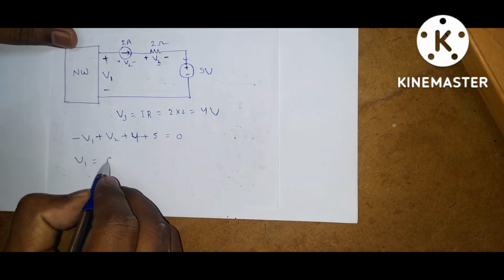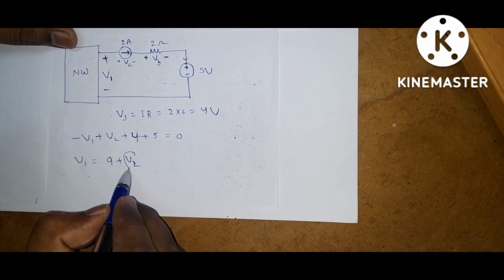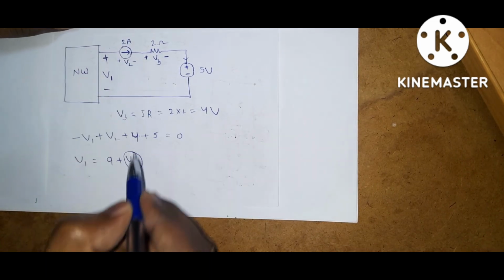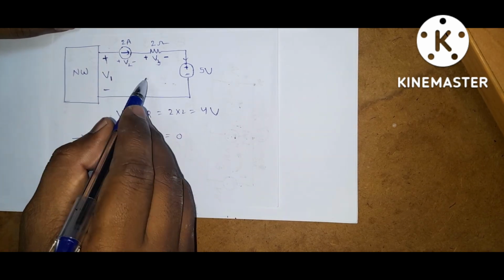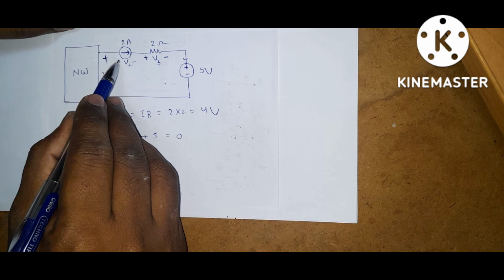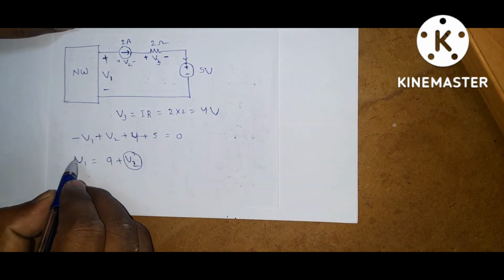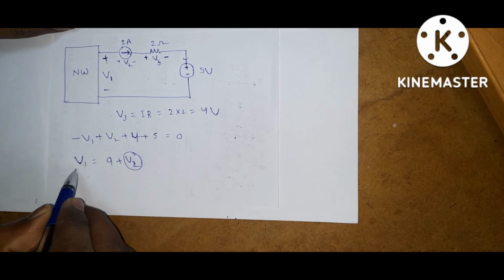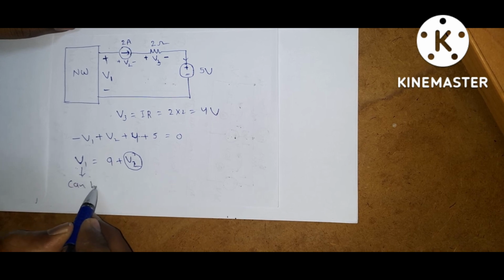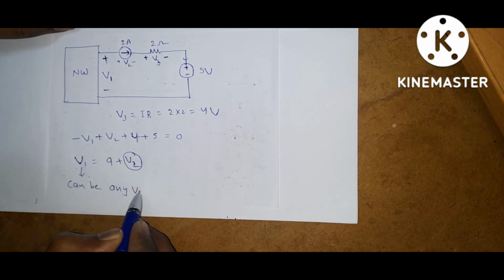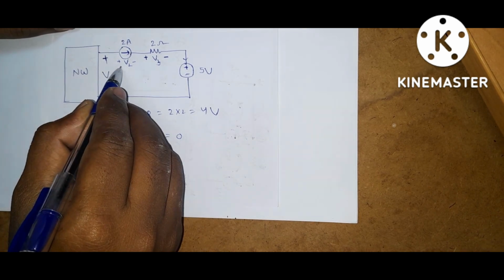V1 is equal to 9 plus V2. Here V2 is the voltage across the current source. We don't know the voltage across the current source because it depends on the other elements present in the network. So here exact values are not given. So the voltage V1 can be any value, because this value depends on the voltage across the ideal current source.